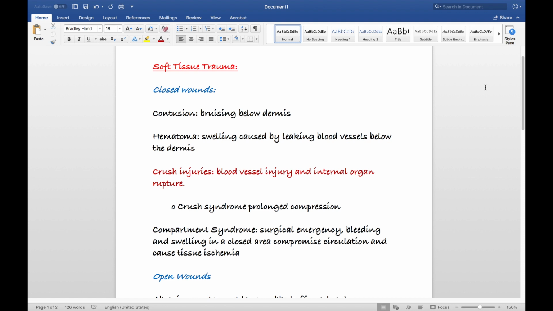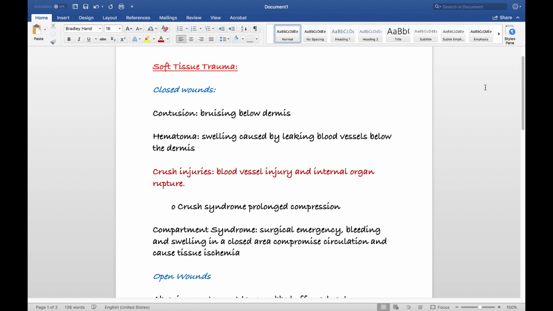Guys, closed wounds, things like contusions, this is that bruising that's below the dermis, right, below the skin, usually caused by blunt trauma. Your hematoma, which is that swelling, is caused by leaking blood vessels, right? Also below the dermis, all right? Your crush injuries. These are blood vessel injuries, guys, and where internal organs can also rupture. Your symptoms, your patients can complain of pain, numbness, tingling, pallor. They can be very, very pale. And they might even have pulselessness to certain extremities distal to wherever it is where the injury is happening.